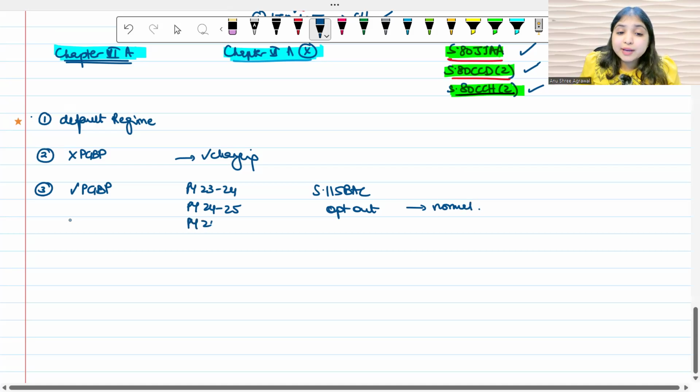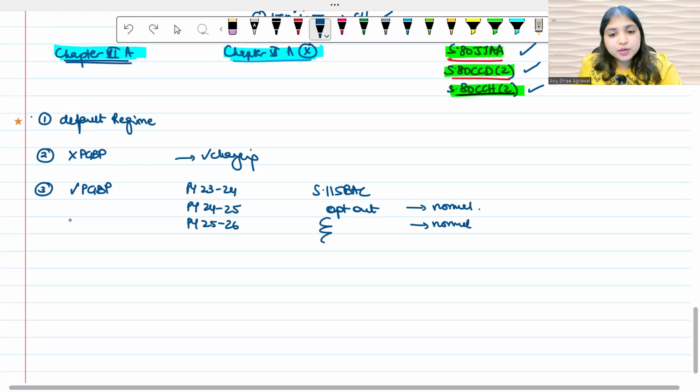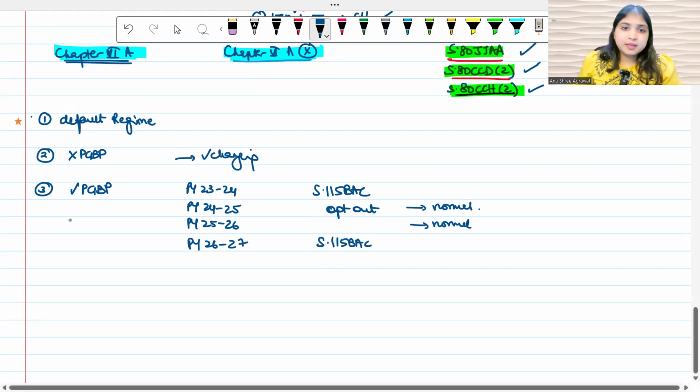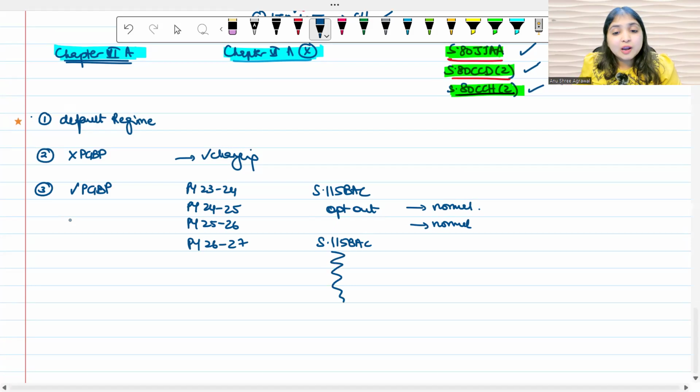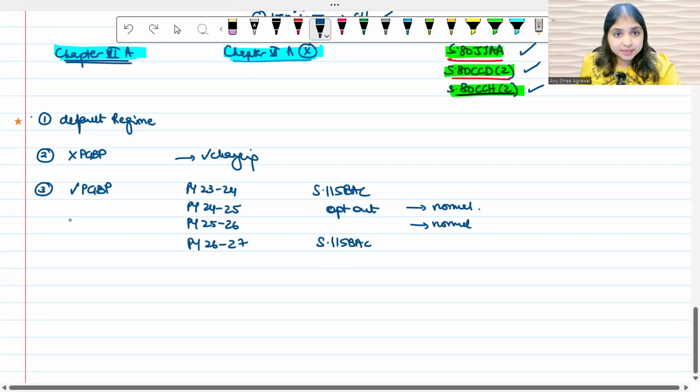Now in 25-26 also, let us say he decided to follow the normal provisions. Once he opts out, now he's going to be in the normal provisions only. But however, in 26-27, he wants to come back to 115BAC. Can he come back to 115BAC? Yes. He can go out once and he can come back once. Now that he's come back to 115BAC, now forever he has to stay in 115BAC only.